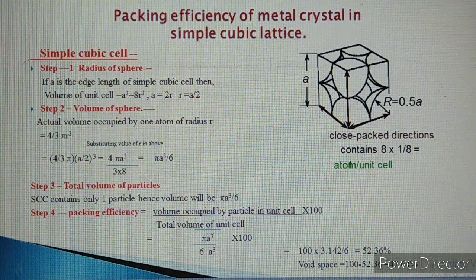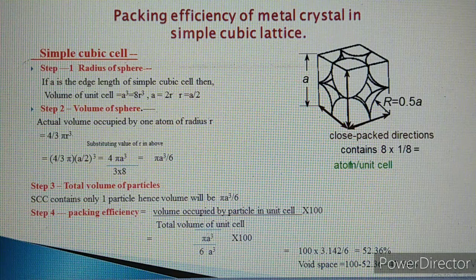Actually the packing efficiency is nothing but the fraction of volume occupied by the particles in a unit cell divided by the total volume of the unit cell, multiplied by 100. In percentage form we get the packing efficiency. Now we will start with the cubic crystal structure.